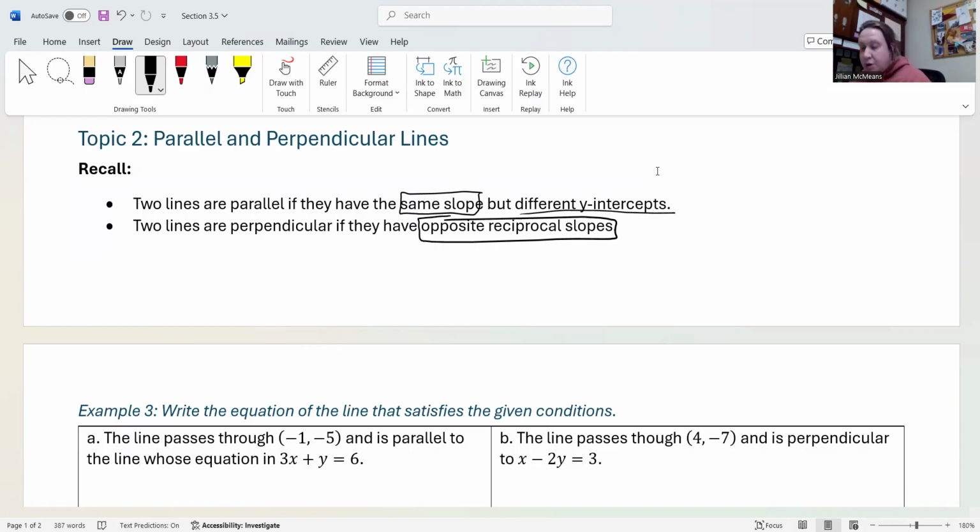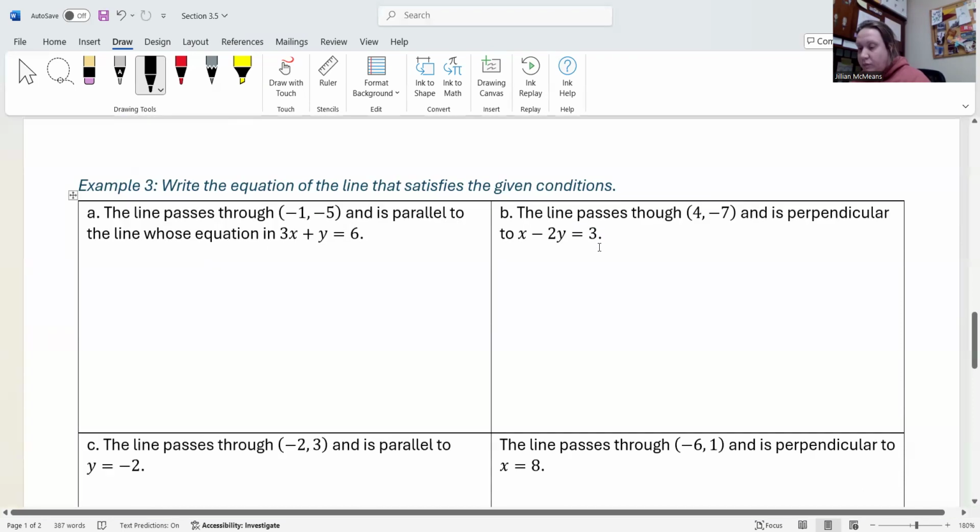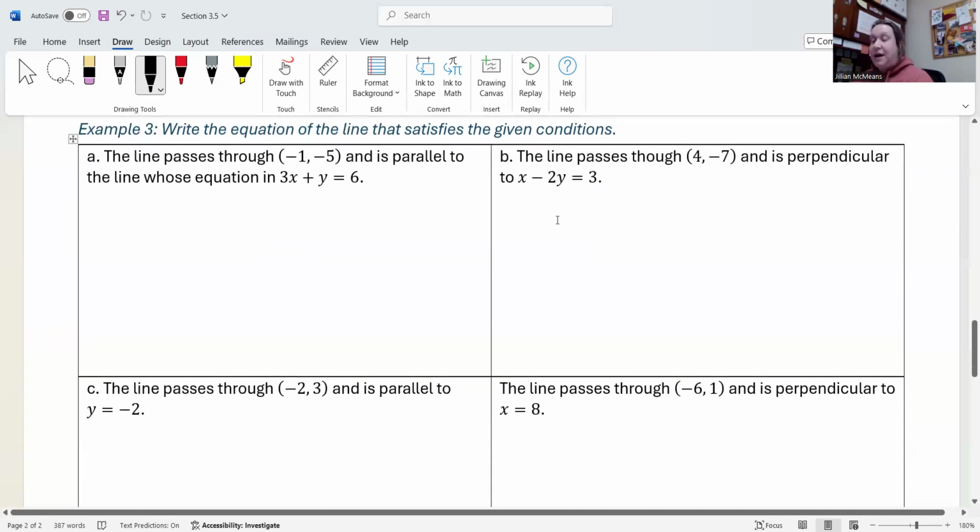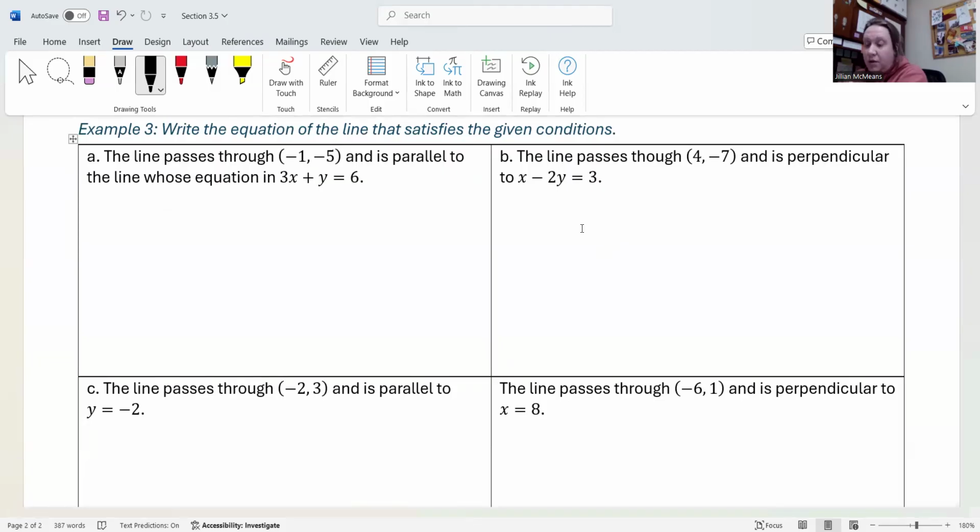Example 3 here says write the equation of the line that satisfies the given conditions. Part A says the line has to pass through (-1, -5) and is parallel to the line whose equation is 3x plus y equals 6. The first thing we have to do is determine the slope of the given line, because if these two lines are parallel and we know the slope of the given line, we just use that same slope.